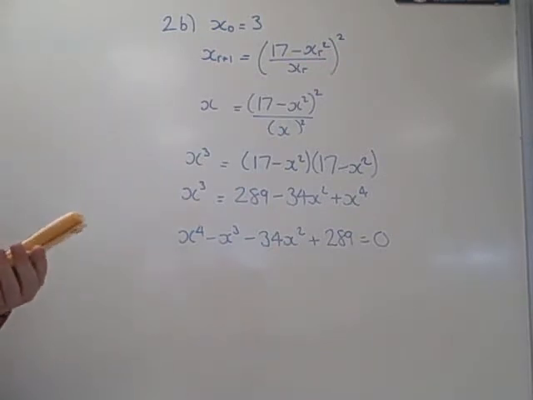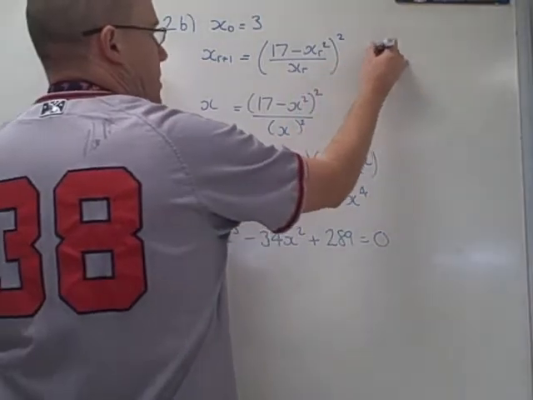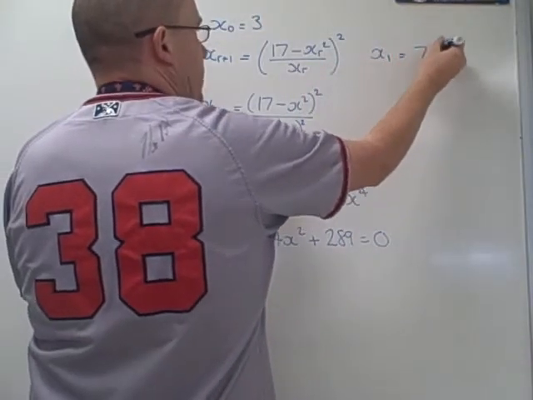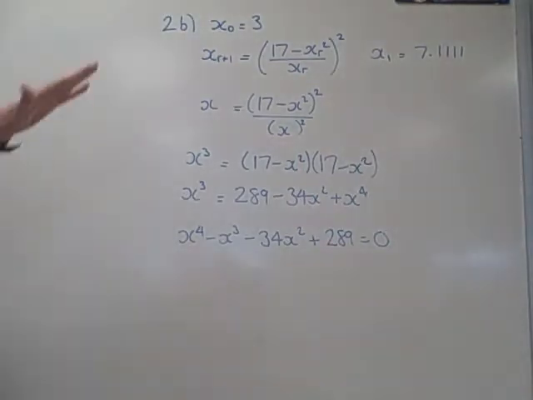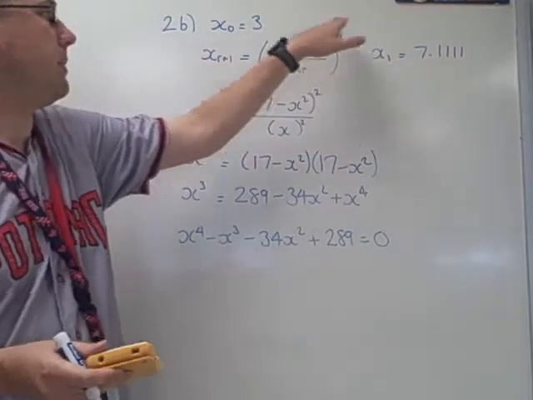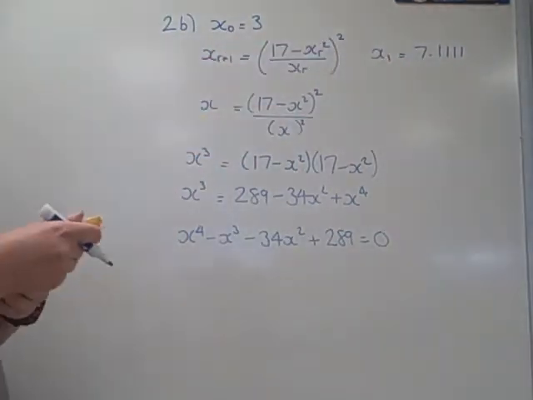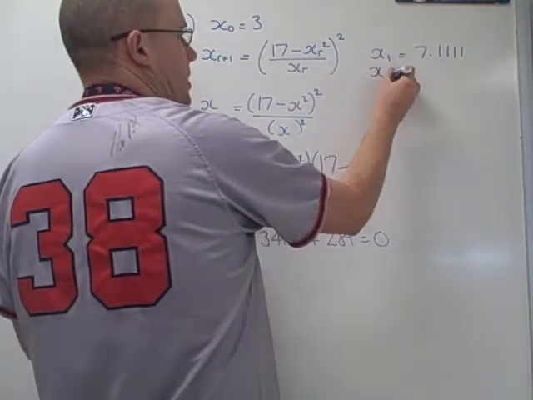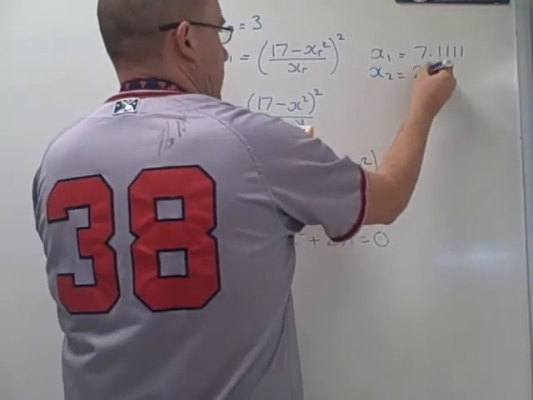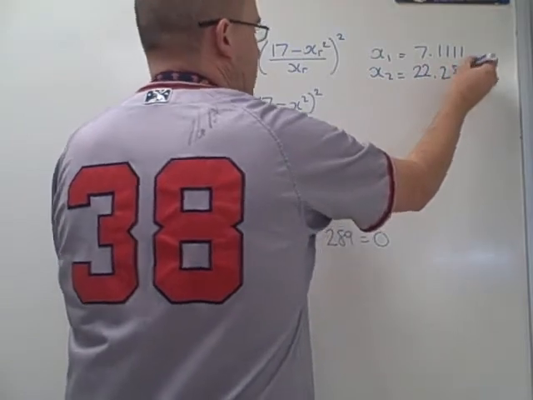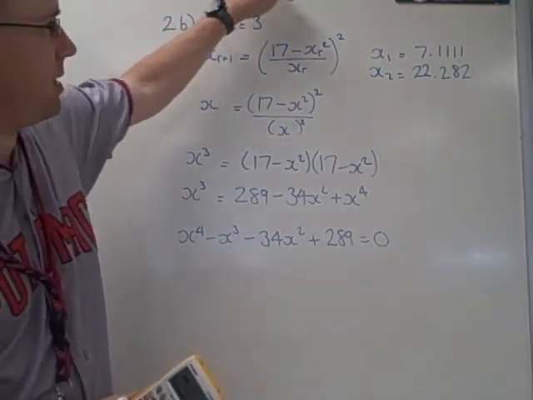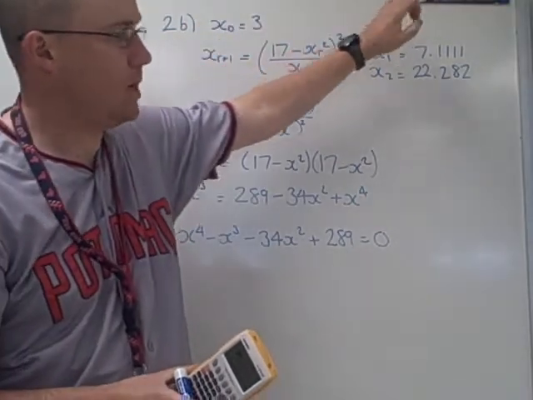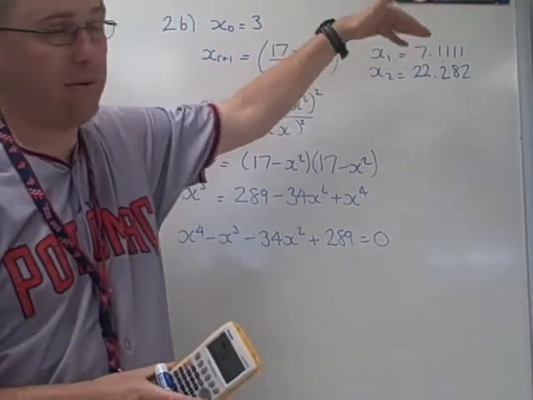Now I'm using a graphing calculator, which you're not allowed to use for the AICE exam, but if you were to do that, you should just check that you do get 7.1111. And then if you plug 7.111 back into here, where it says x, then what you actually end up with is x2 equaling 22.282. Now I'm already starting to get a little alarmed by this, because my first gap here is an increase of 4, and my next increase is a gap of 15.